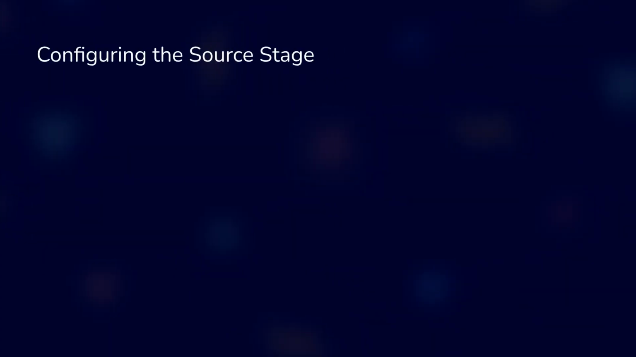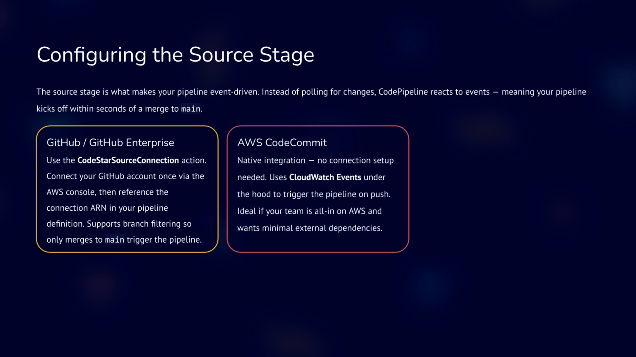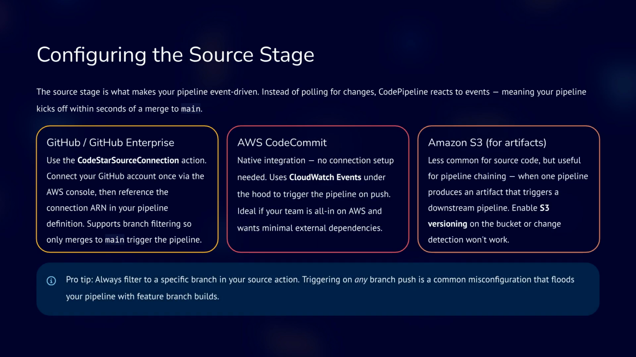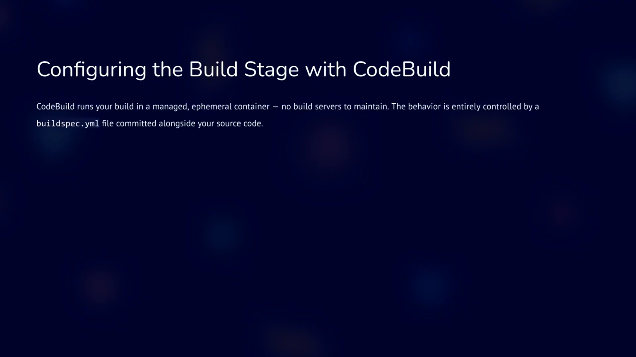The source stage makes the pipeline event-driven, kicking off within seconds of a merge to main. Options include GitHub/GitHub Enterprise using CodeStar source connection, AWS CodeCommit using CloudWatch events, or Amazon S3 for artifacts and pipeline chaining. The build stage uses CodeBuild in a managed container, controlled by a buildspec.yml file.